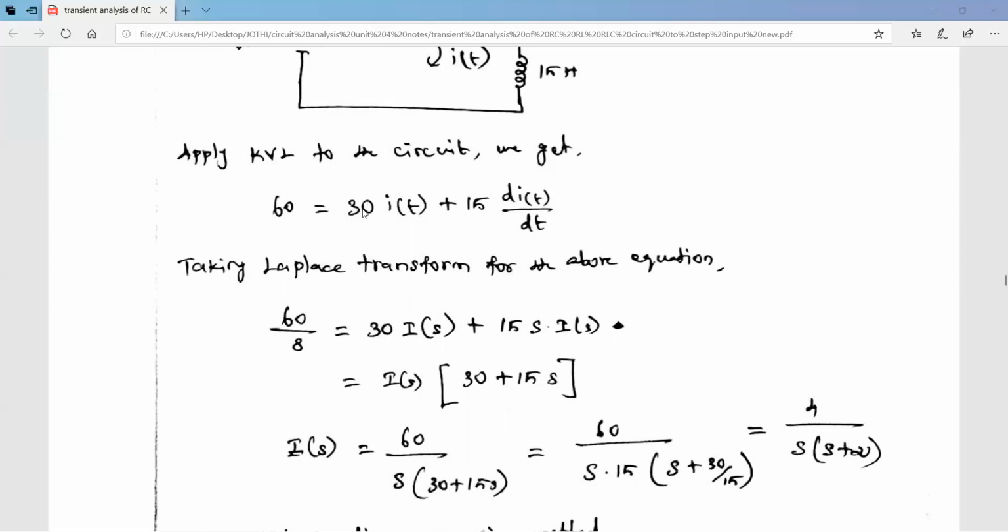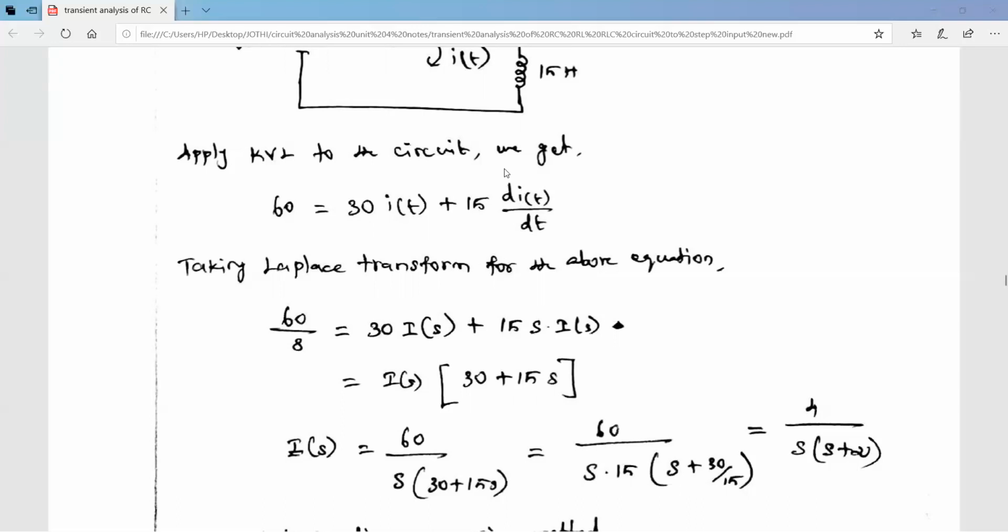And here, 30 into i of t. 30 is a constant, so keep that 30 as it is. What is the Laplace transform of the time domain function small i of t? It can be written as capital I of s. Plus 15, the constant, you write as it is. And what is the Laplace transform of the differentiation of the function i of t? As per the differentiation property of the Laplace transform, the differentiation of the function is s into I of s.